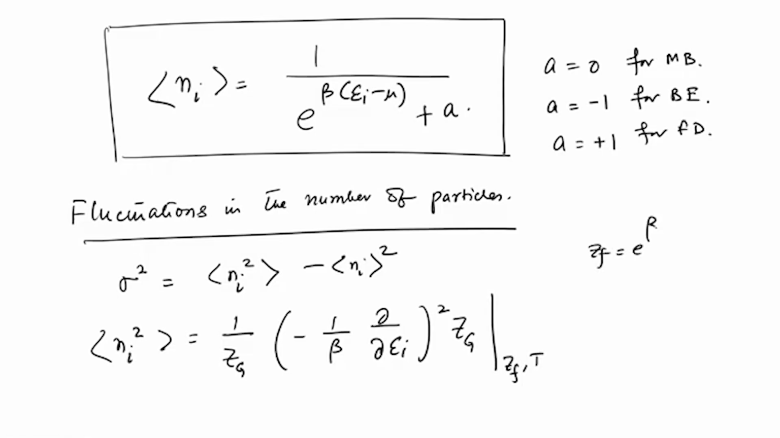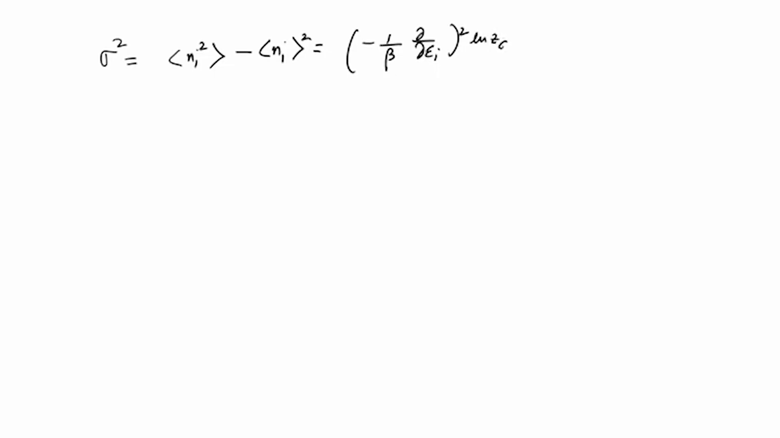So, Zf is again exponential beta mu. I am just using the relation that was derived earlier, and in fact, this is quite useful. And so, we get sigma square as Ni square average minus Ni average square, and this is equal to minus 1 over beta del epsilon I square log of Zg at fixed Zf and t, and this is nothing but equal to minus 1 over beta del epsilon I. I am just skipping a couple of steps which you can fill up, it is easy to see that, and this is equal to Ni at a Zf and t.